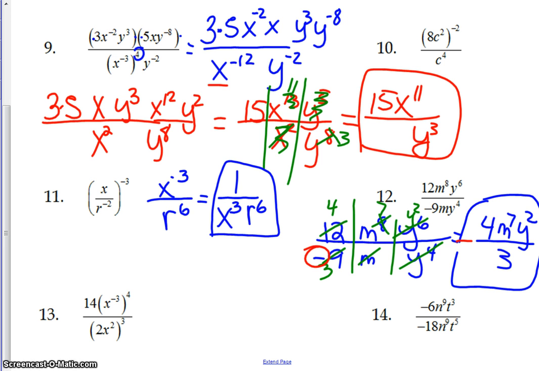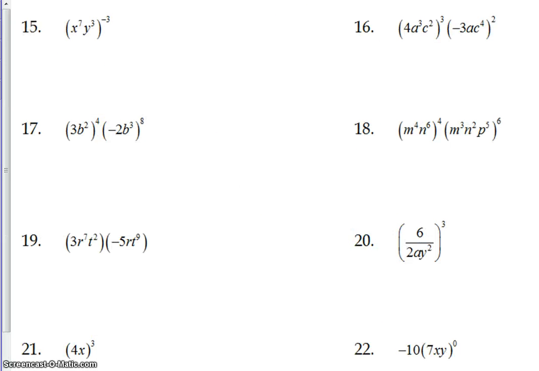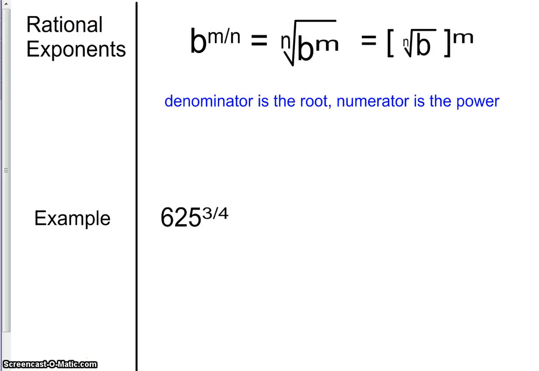So now I want to go over some radicals, what to do when we have radical values. I'm going to have you finish the rest of this worksheet on your own. But I want to talk about what we have when we have radicals. The denominator here is our root. So when we have a base, and it's raised to not just an exponent, but an exponent that's a fraction.